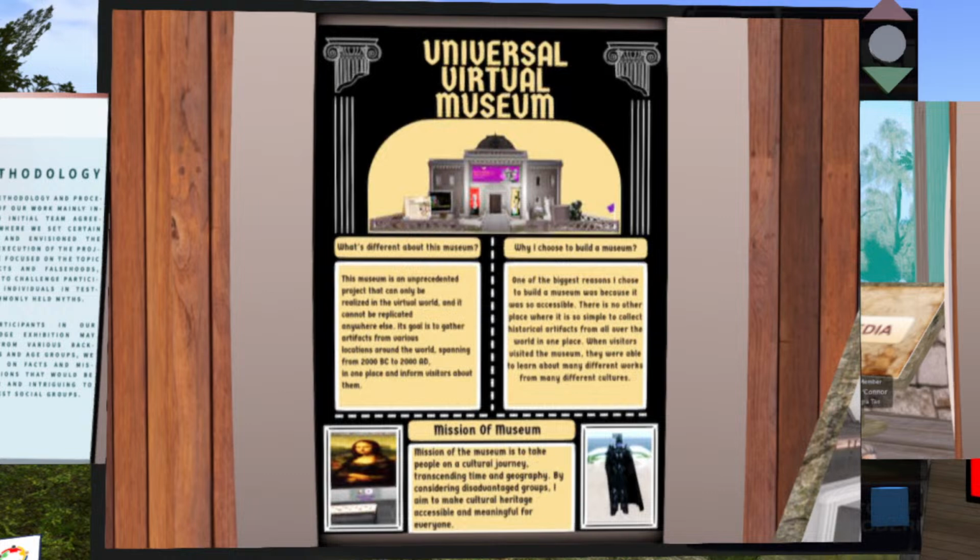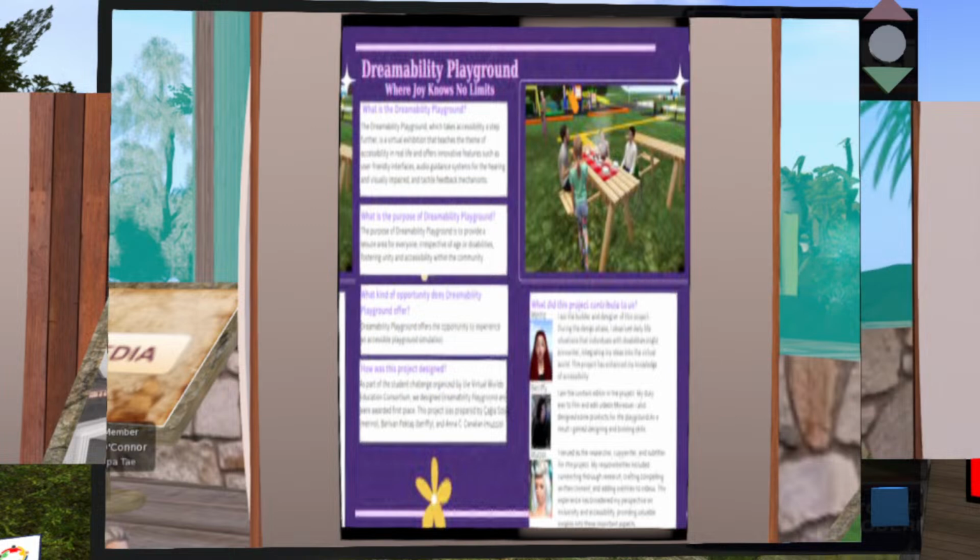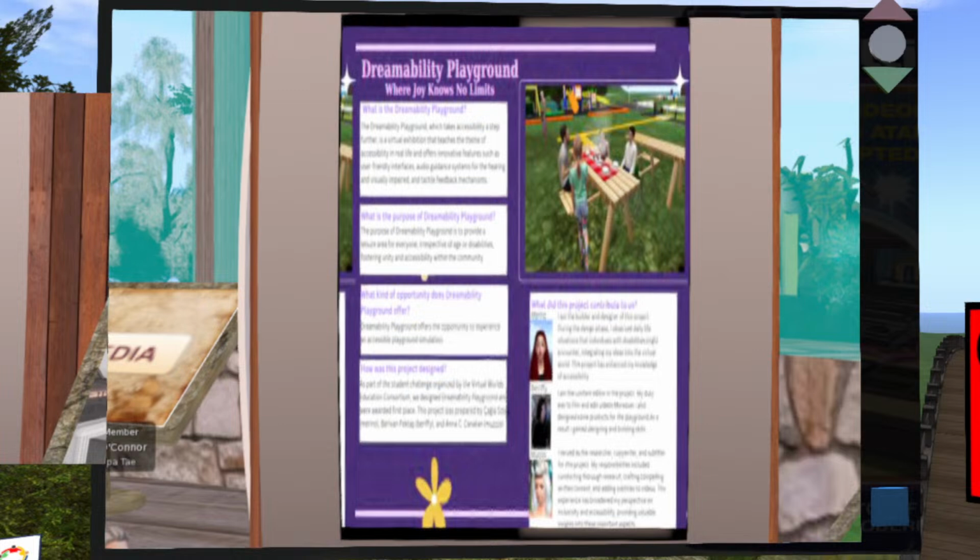Çağ University's second team presented the Dreamability Playground, where joy knows no limits. The students set out to create a space that is a haven for leisure and laughter that transcends age and abilities. Oh, thank you, sidearm. The use of bright colors and bold design ensures that the build is also accessible and welcoming. It features games, a play area, picnic tables, all encouraging communal enjoyment.